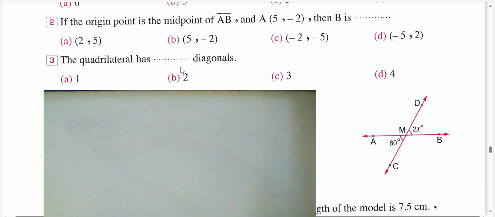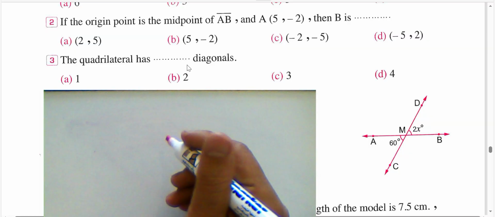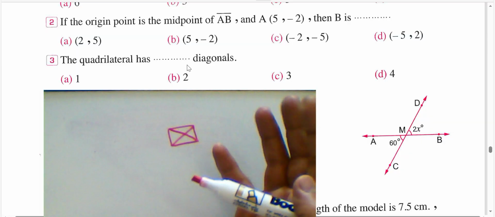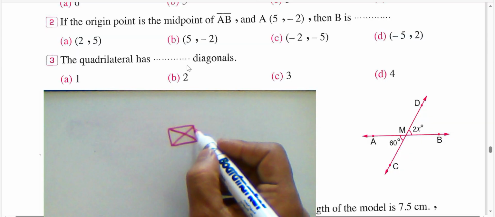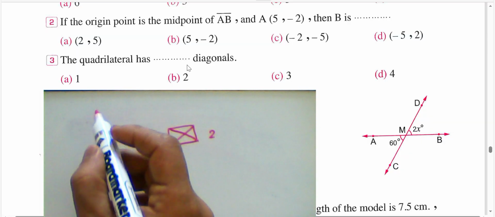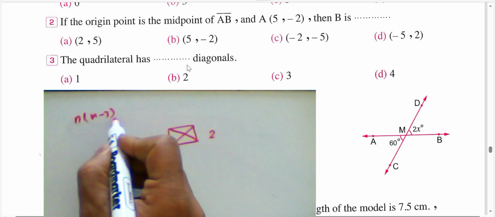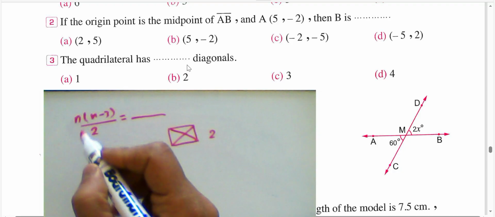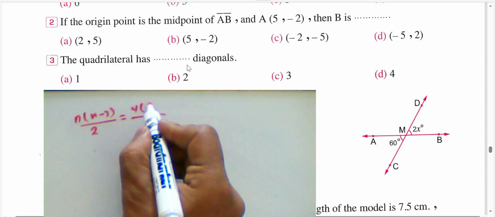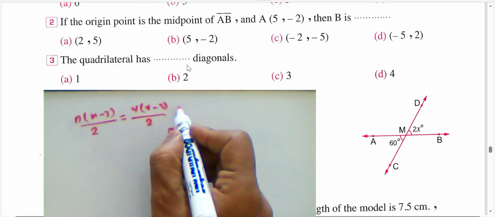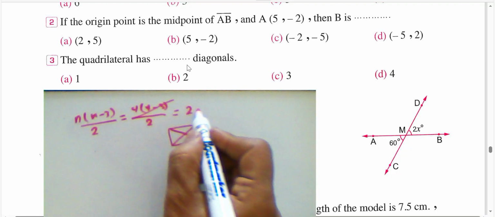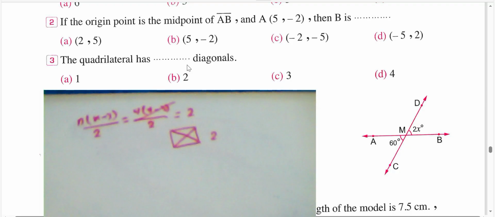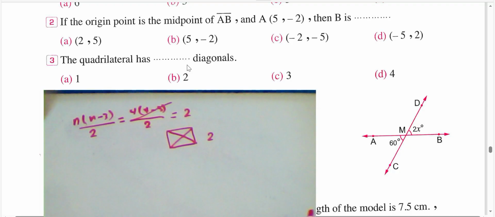Number 3, the quadrilateral has how many diagonals? It has 2 diagonals, like the square. A square is a quadrilateral. Quadrilateral means the polygon has 4 sides, and the number of diagonals will be 2. Or you can use the rule n times (n minus 3) divided by 2 to find the number of diagonals. Here, n is the number of sides. We have 4 sides of the quadrilateral. 4 times (4 minus 3) over 2. 4 minus 3 is 1, 1 times 4 is 4, divided by 2 equals 2. Or you can draw and count the number of diagonals of this figure. The number of diagonals will be 2.